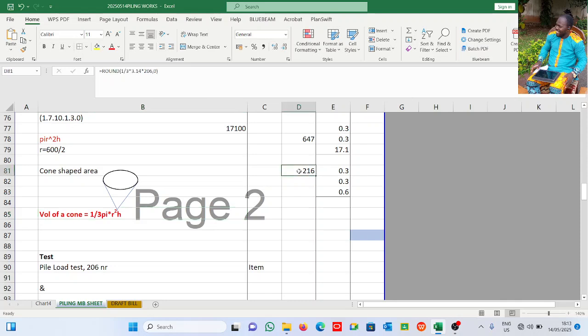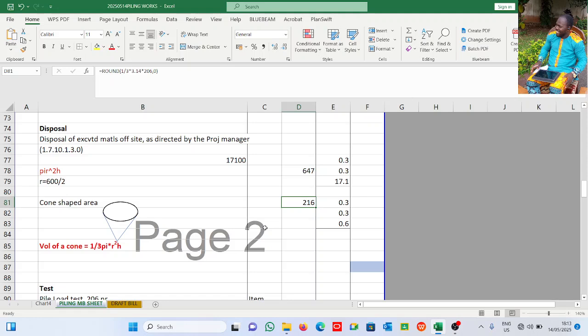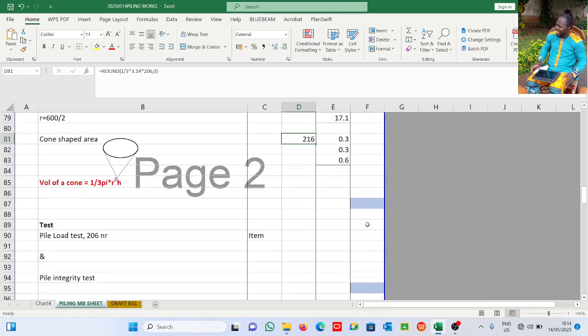Why are you seeing a whole number? Because I rounded it up. I have done this in one of my videos: how to round up, how to round down, how to do significant figures, how to take it to a whole number. Maybe you should be seeing 647 point something. So this is how you calculate the disposal, the volume of sand that is removed during the boring.